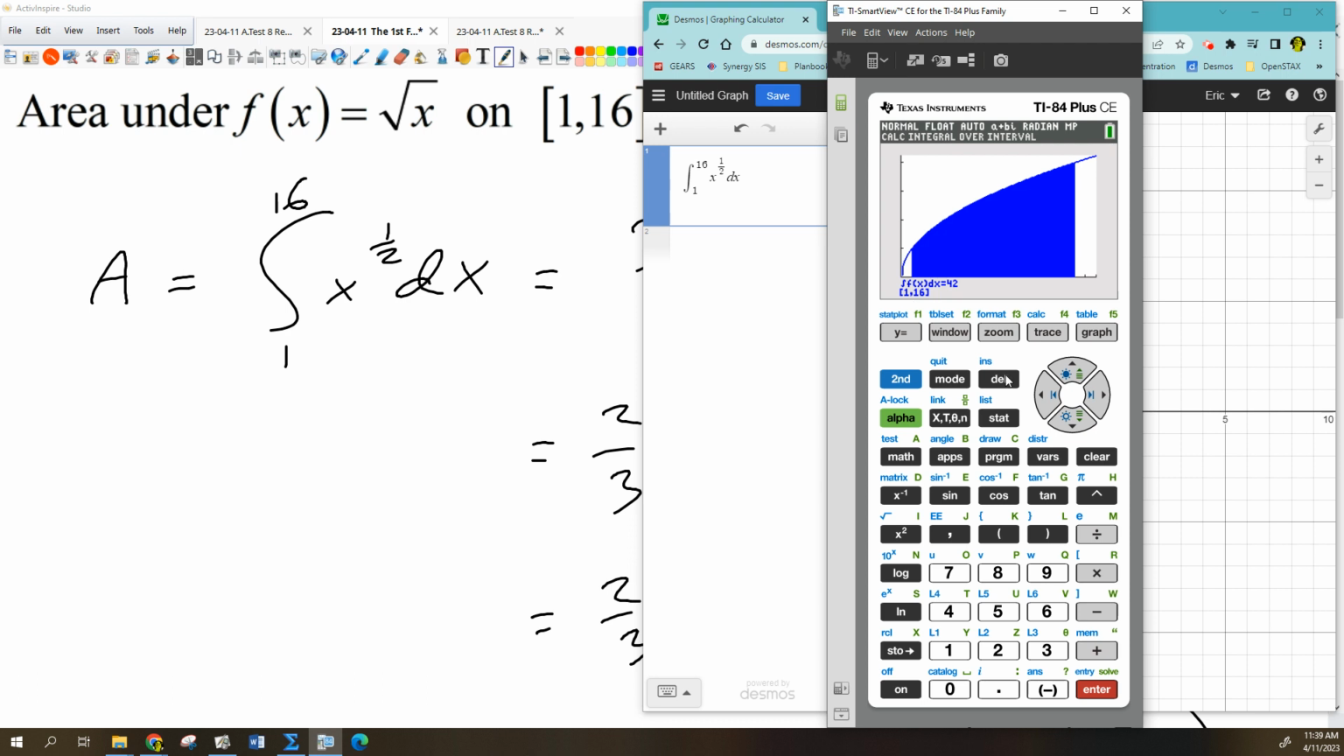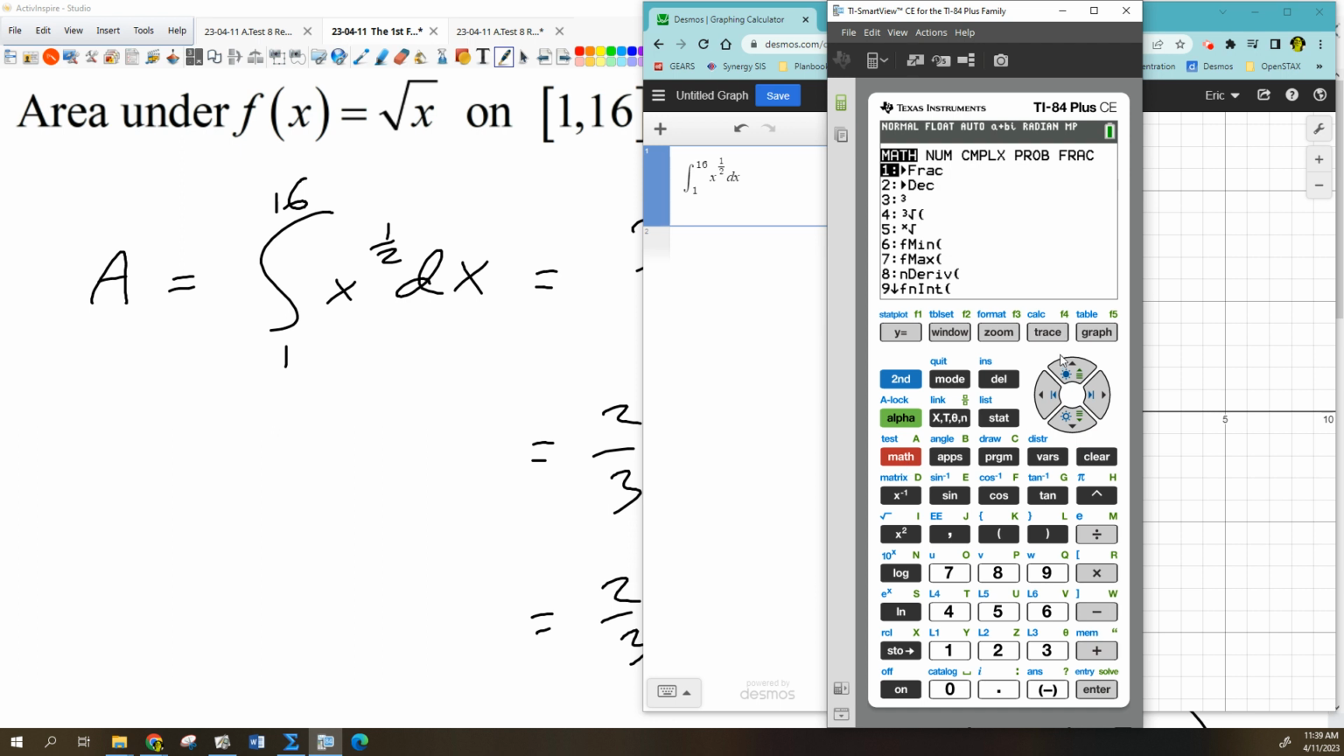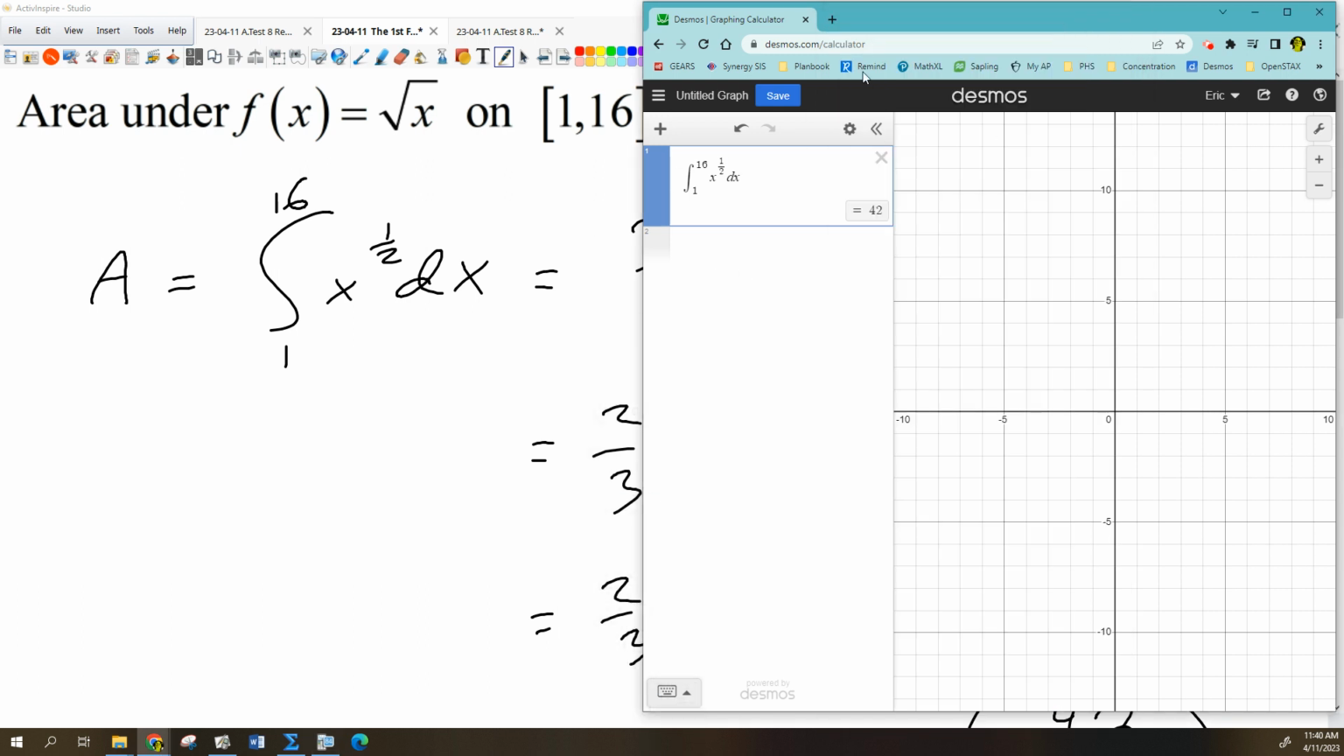Okay. You don't really have to go through all that though. On these fancy graphing calculators, you can just go to the math menu, and I'm just going to scoot up. Oh, there it is. Finite integral right there. Number 9. Okay. That looks familiar. From 1 to 16 of the integral of square root of x dx. Enter. Good luck. 42. Okay. Make sense? Okay. Very handy.